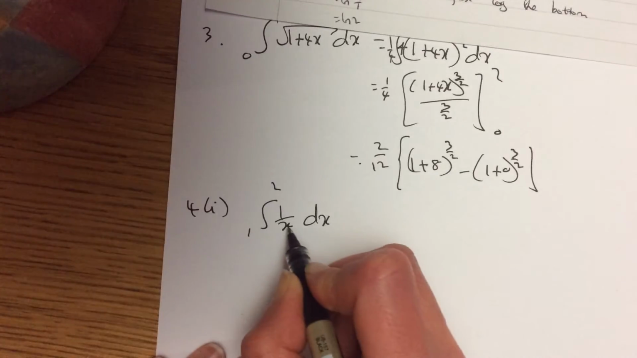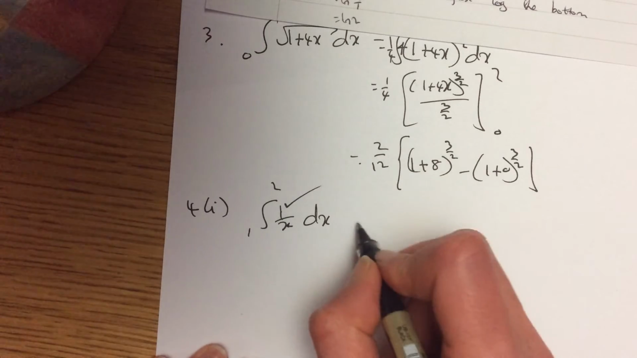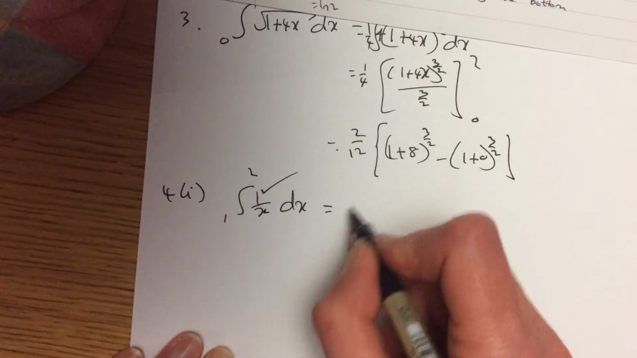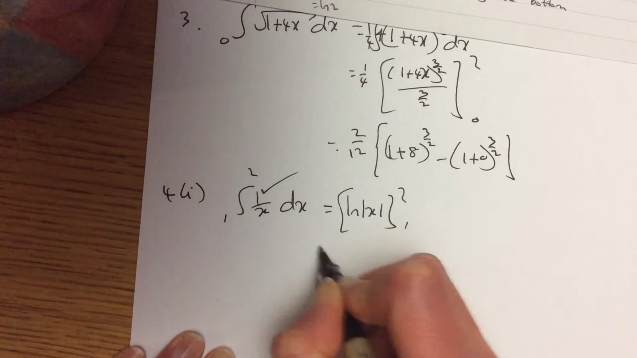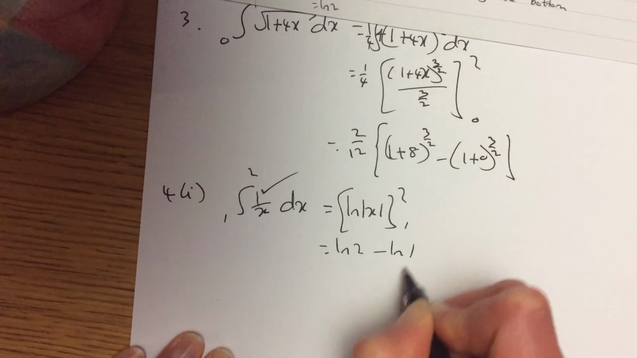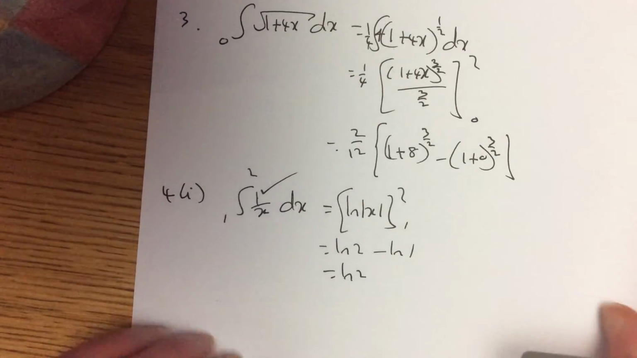Okay. It's an x function in the bottom, so I'm thinking logs. Do I have the derivative on top? What's the derivative of x? 1. So it is on top. I don't have to balance this one. Doesn't happen often. So you log the bottom line. 2, 1. Sub in your 2, sub in your 1. Remember log 1 is 0. So that just gives you that answer.